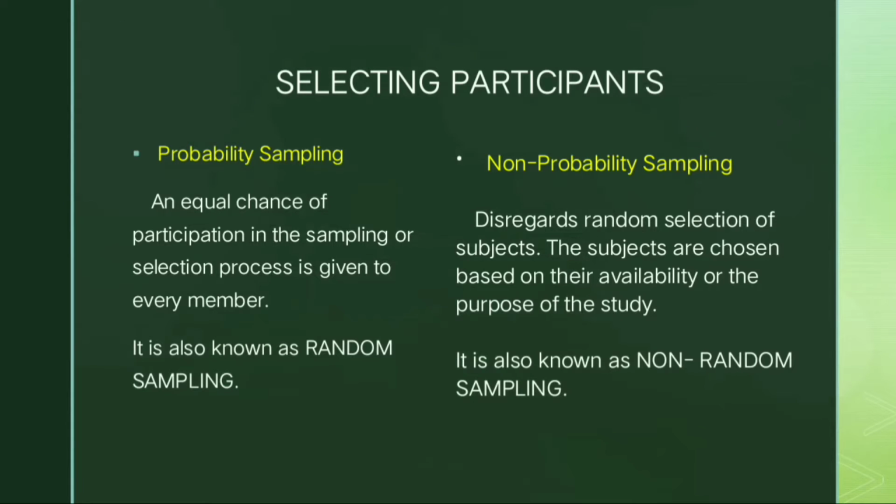So dito naman sa non-probability sampling, this disregards random selection, so the subjects are chosen based on their availability or the purpose of the study. And it is also known as non-random sampling. So dito naman sa non-probability sampling, it is the opposite of probability sampling. It has less chance of obtaining a representative sample.